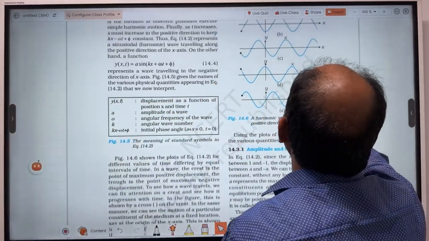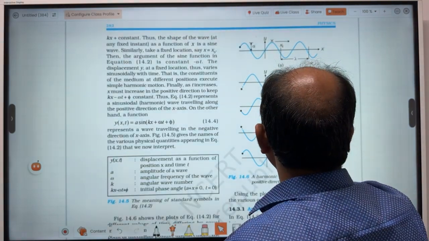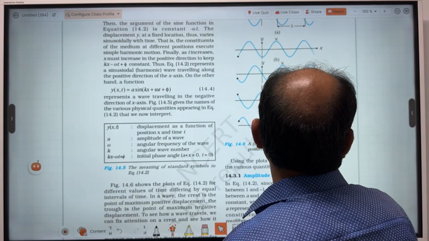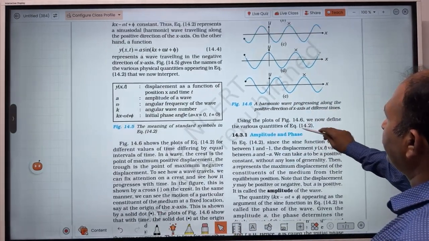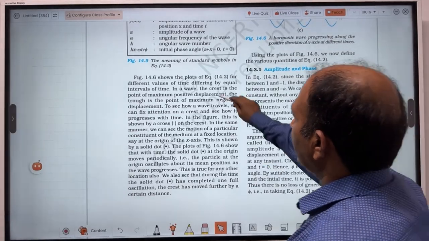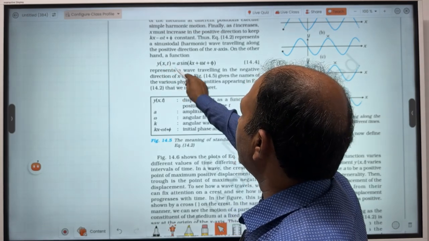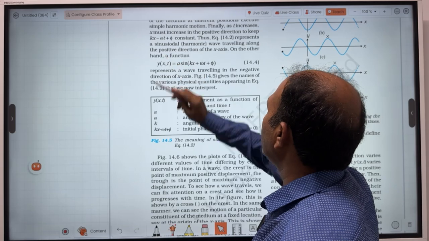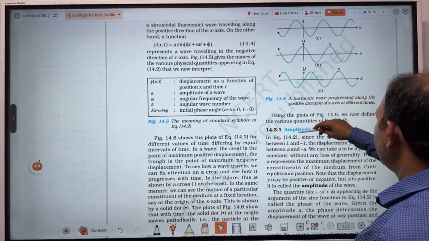Different types of waves are given here. All are sinusoidal. If you observe one by one, a harmonic wave progressing along the positive direction of the x-axis at different times, right? So now amplitude and phase. Amplitude you understand. In a given equation, suppose you are given y as a function of x and t, a sine kx plus omega t plus phi. Here a will be the amplitude, and phase means angle.